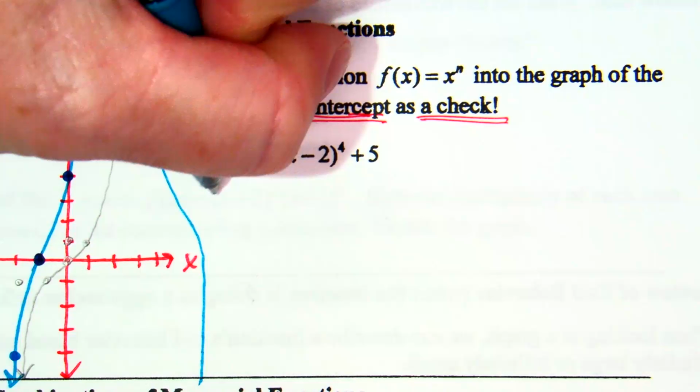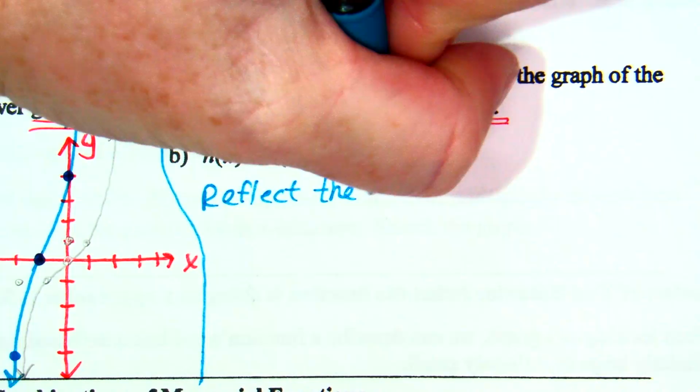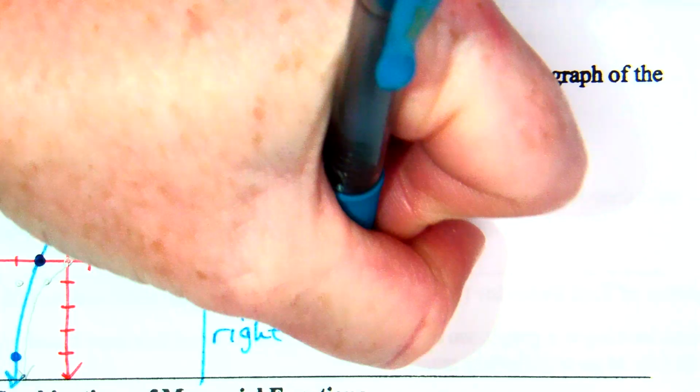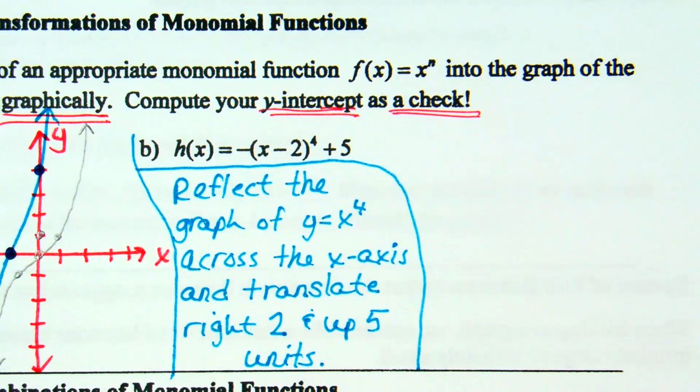So I'm pretty much going to go in the order we talked about. Reflect the graph of y equals x to the fourth across the x-axis and translate, what do we say? Right 2 and up 5 units. Okay, get it down in words, and then get ready to think about a graph.